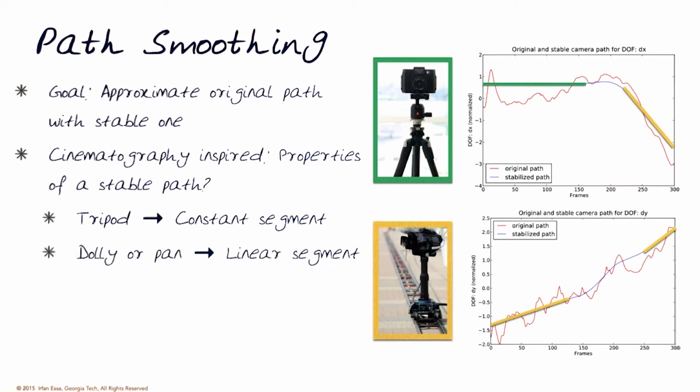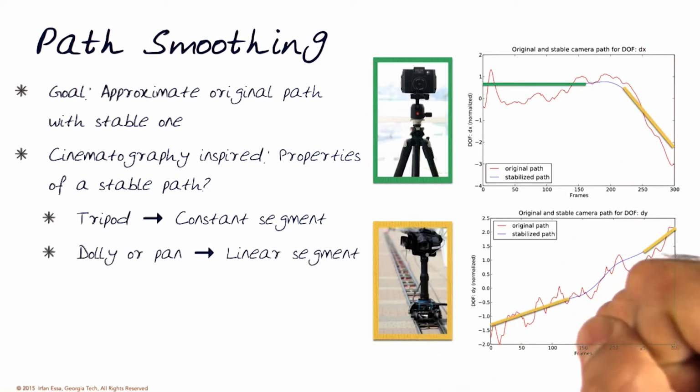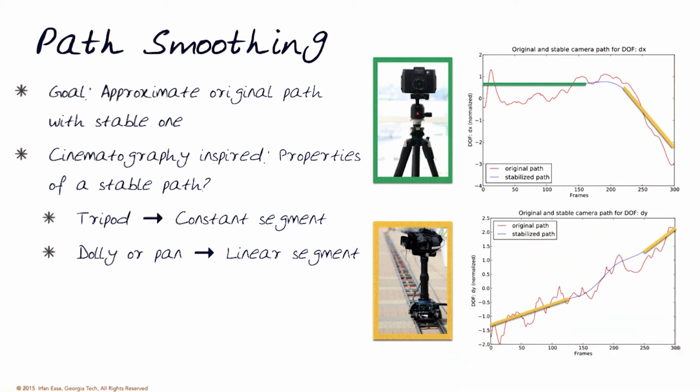Then the second one would basically be that I'm putting it on some sort of a railing and moving it around. So that would be a dolly or a pan. In this case of differential, this would be a linear segment. So again, the red path is the original one. We have now added constraints to it and found a path that has the yellows and the greens.